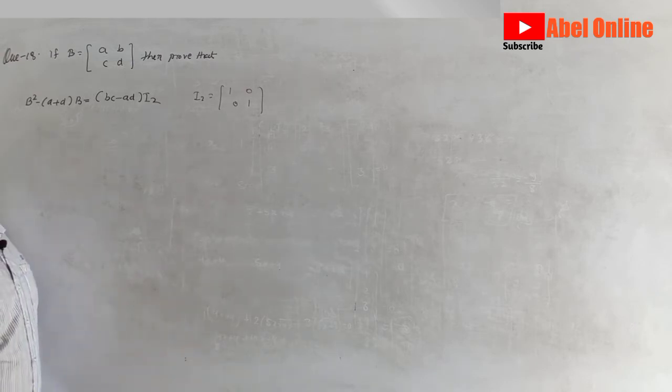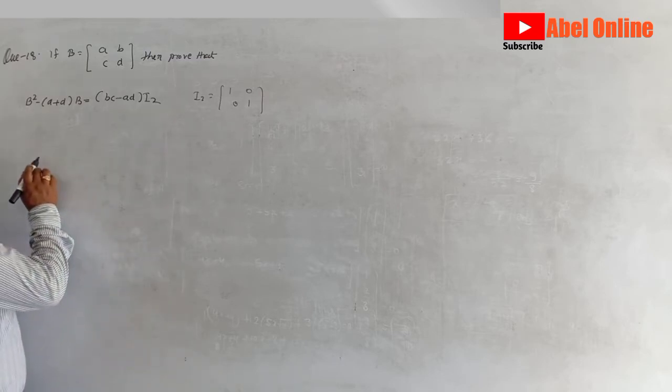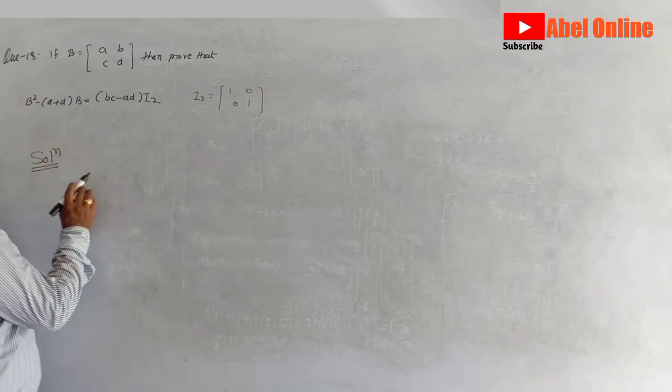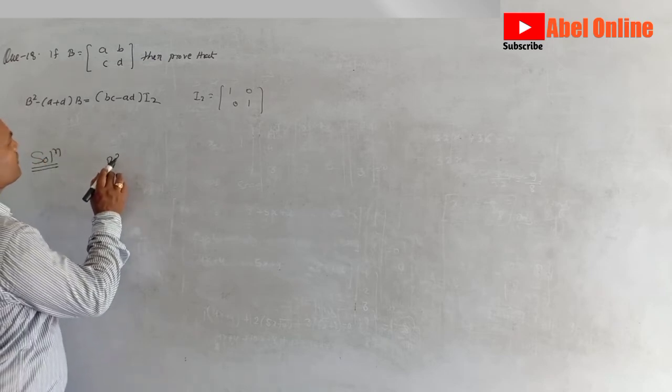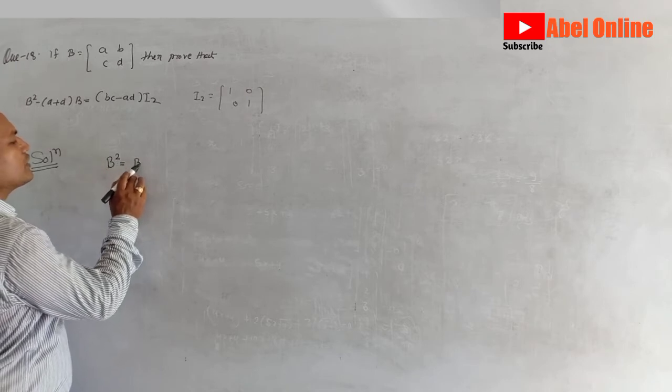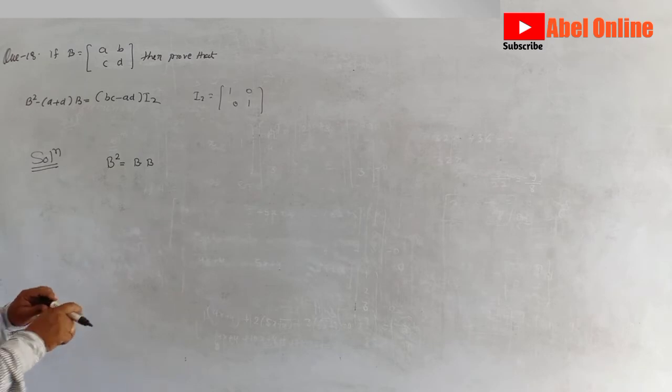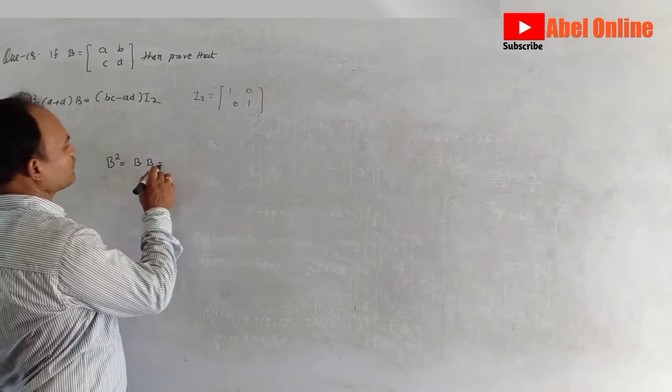Now we are going to solve this question. Before that, we have to watch this question very carefully. Why? Because it is a very nice and beautiful question. This is question number 18. Now the question arises: what is B square? B square means B multiplied by B.